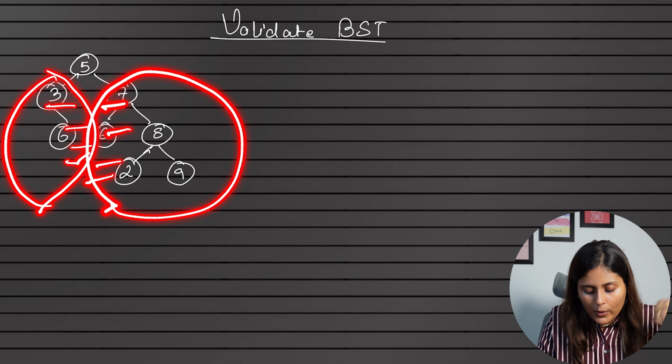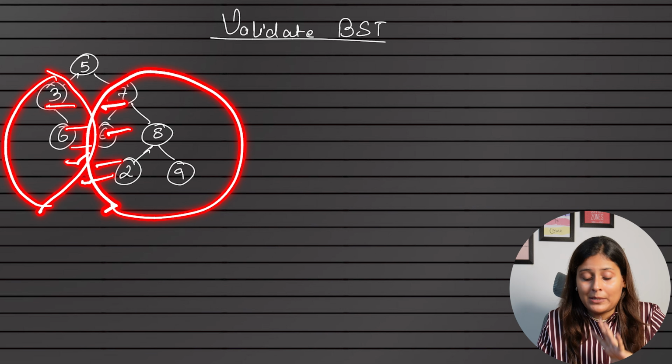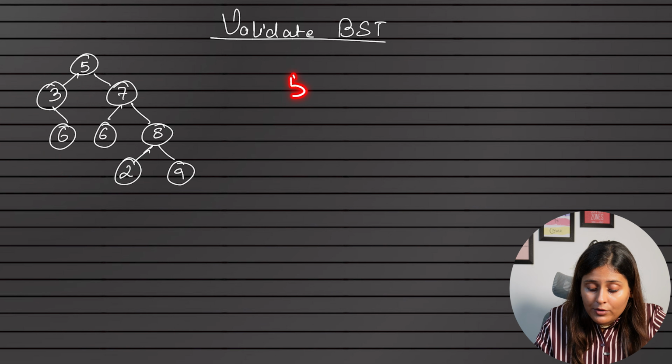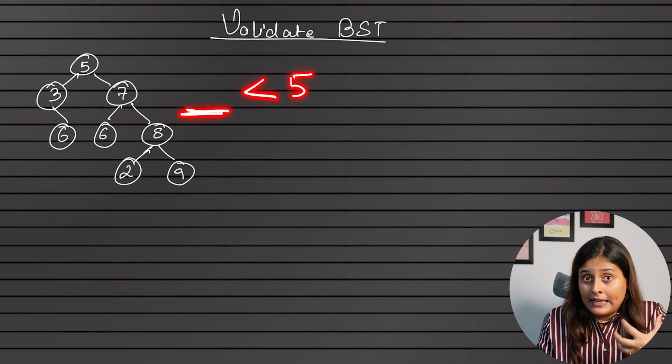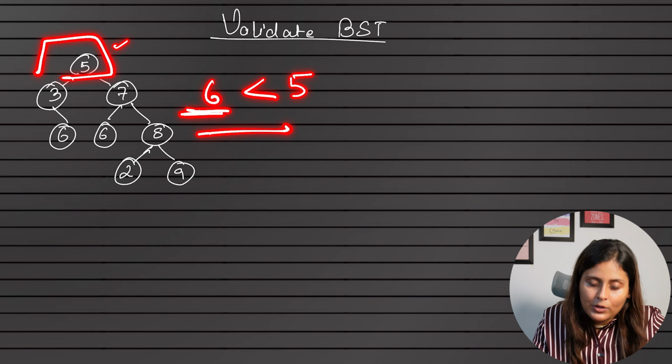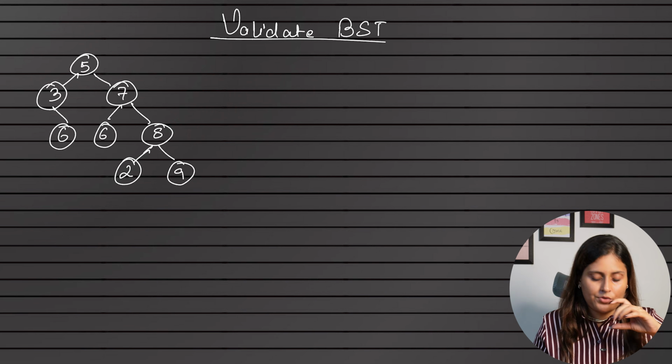Once I found the maximum and minimum, what will happen here? The maximum value will be 3, 6, 6, and now I'll say hey, 5 should be greater than the maximum value from the left subtree, and it is 6, which is not true. So here, right at the start, we got to know that this is not a binary search tree.